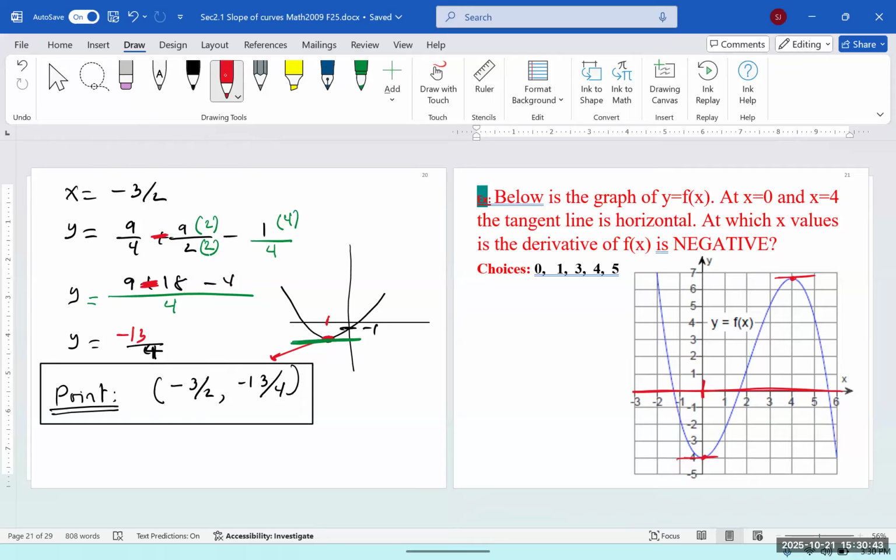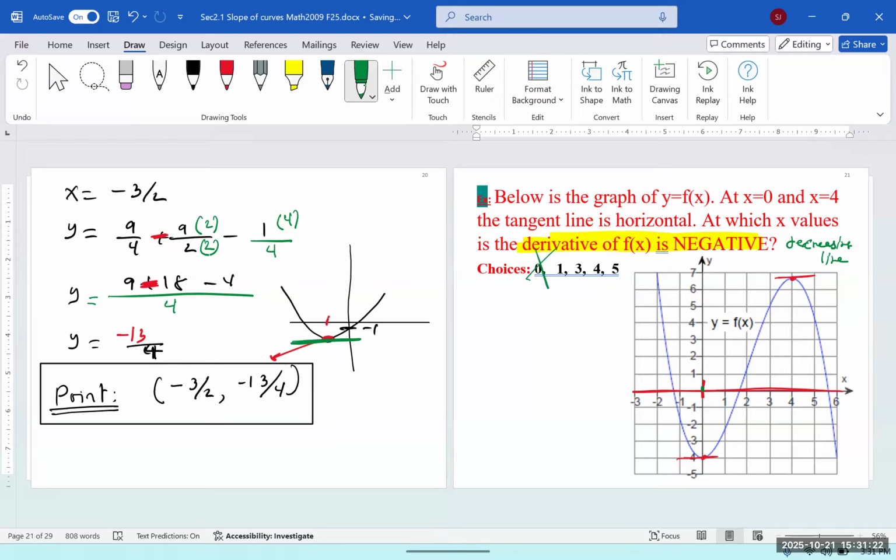It means what is negative? Slope is negative. So what type of line has a negative slope? Increasing, decreasing, horizontal, vertical. Which type of line has a negative slope? Decreasing. So the hint here, derivative of f(x) is negative, means decreasing line. So the first one is 0. At 0, do you have a decreasing line? So this is not the right choice.